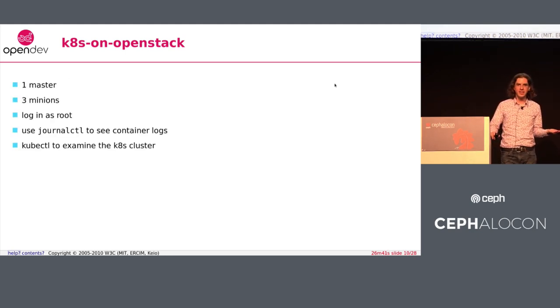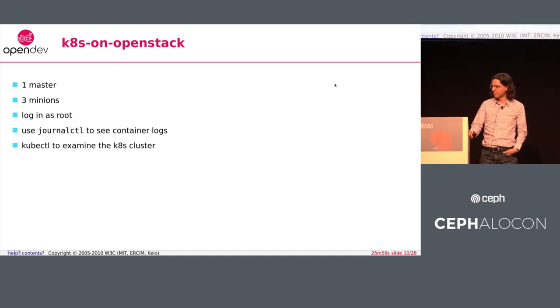You can log in to any of these machines as root. As part of the configuration, you give it your SSH keys. So you can log in as root to any of these machines, and in case something goes wrong, you can see the logs there. It configures the system to use journald for logging, so you can see the logs from any of the Kubernetes processes using journalctl. And it writes out a kubectl config file, and you can run kubectl to examine the Kubernetes cluster. So basically, just by setting up those environment variables and running that playbook, we've got a Kubernetes cluster up and running.